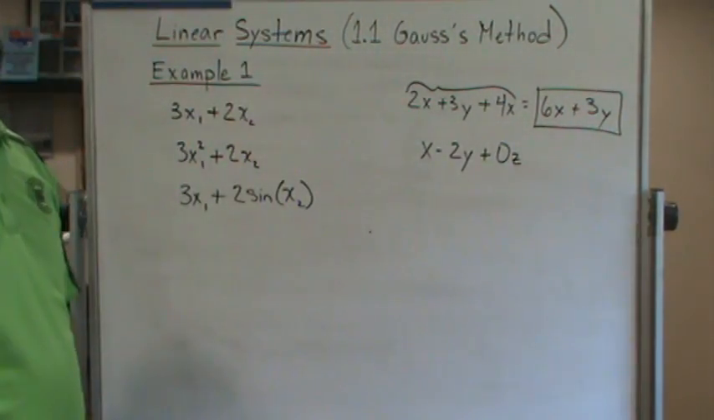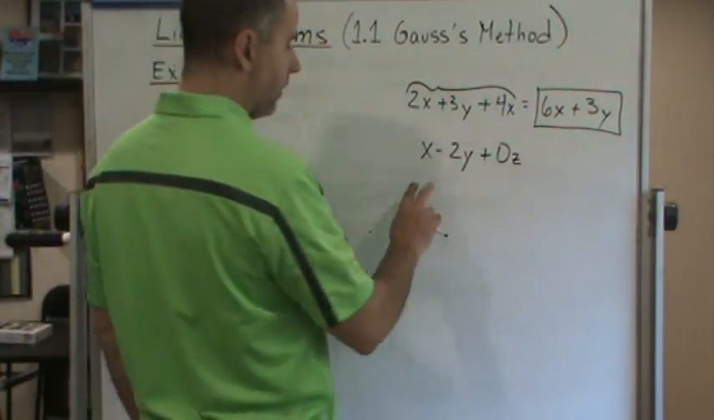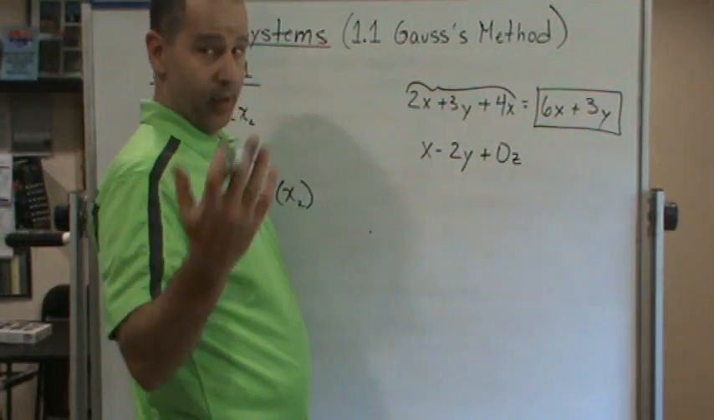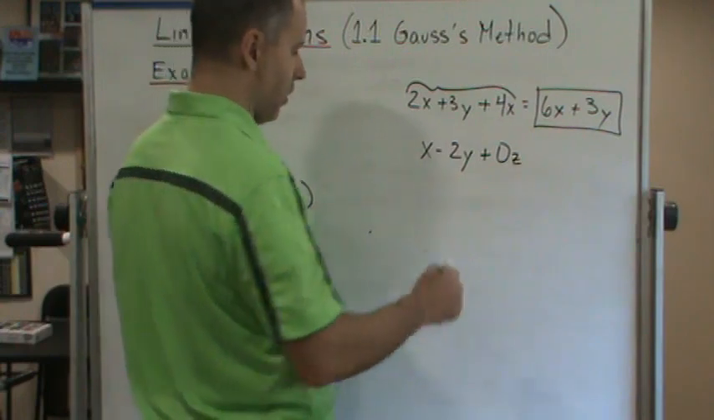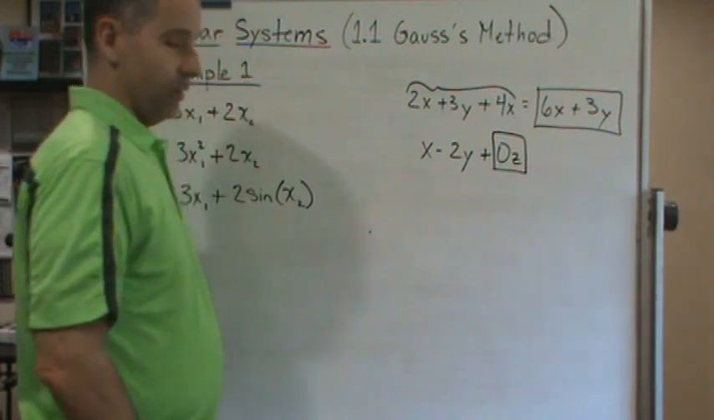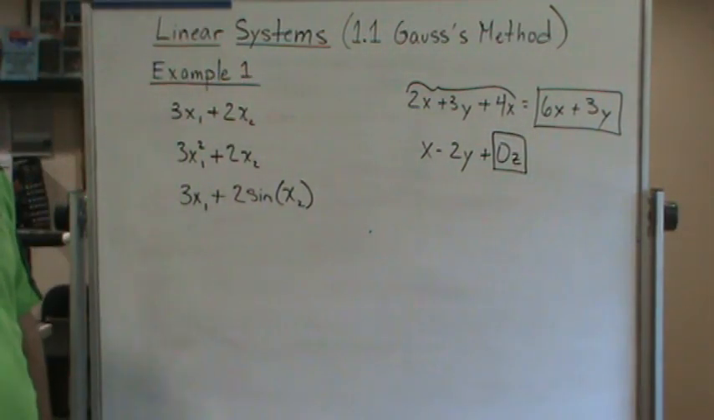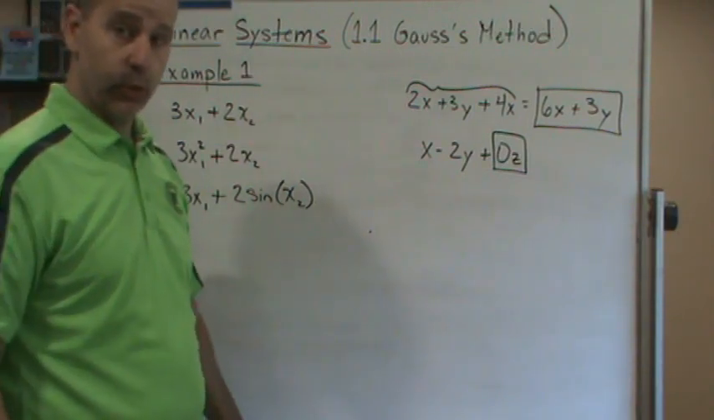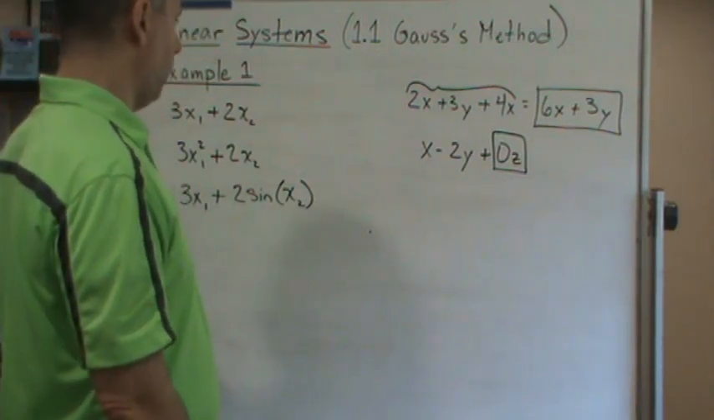Now, the other thing is that sometimes, depending on the situation and as far as convenience goes, we'll add a term that has a 0 coefficient. Sometimes we'll omit it. It just depends on what we're doing. So just keep that in mind.